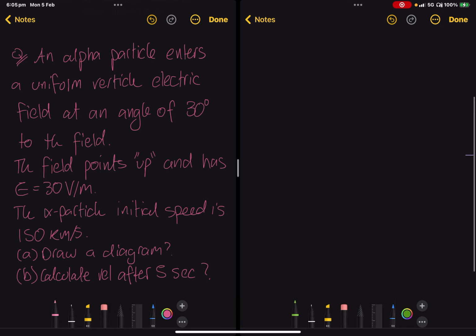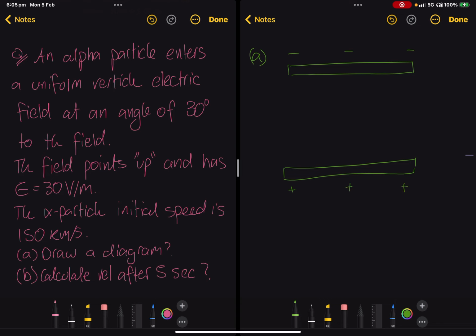All right. So in this question, there's a few things we have to assume. First, we'll draw our diagram. So we'll draw two parallel plates because this gives us a good template for what the field looks like. So if the field goes up, that means the negative charge is at the top and then the positive charge is at the bottom. That means the field lines all go up. So this is what it means for the field to point up. We're told the field strength is 30 volts per meter.